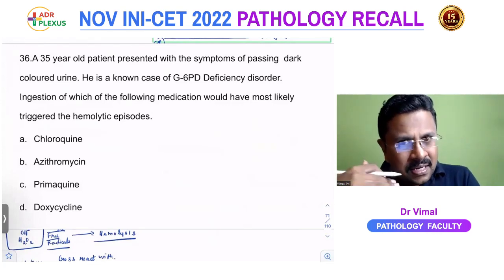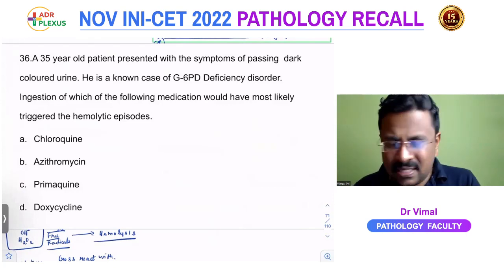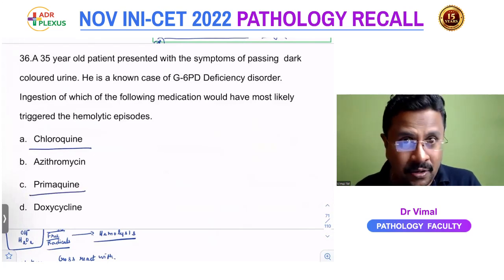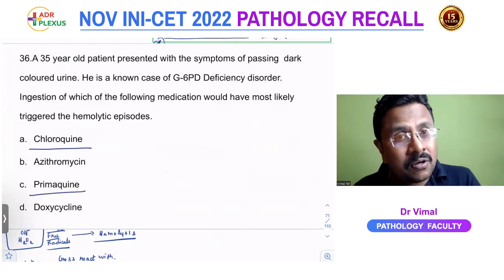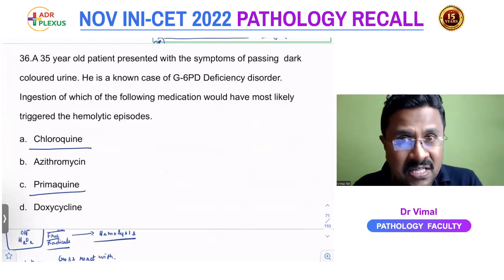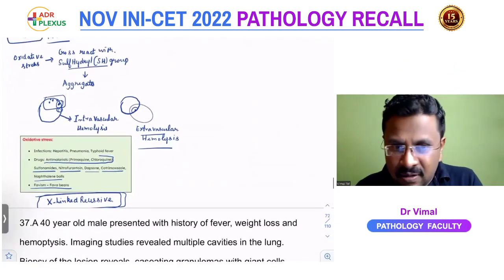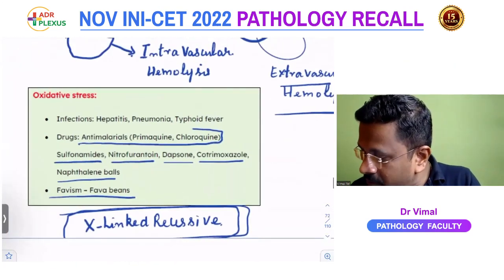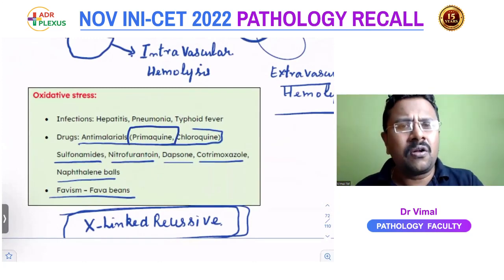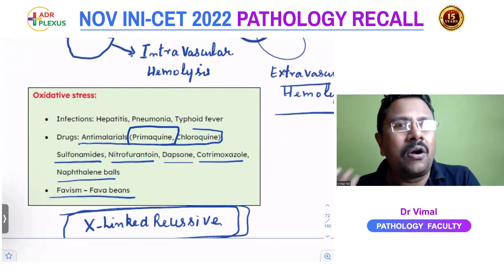So they have given you a list of 4 drugs. The confusion that came was that a few guys got confused between chloroquine and primaquine. Please remember, both chloroquine and primaquine can cause these hemolytic episodes in G6PD deficiency. But the first important thing, as you can see from our notes, is that primaquine is the first drug, because primaquine usually always causes it, whereas chloroquine may cause it in some people and may not in others.